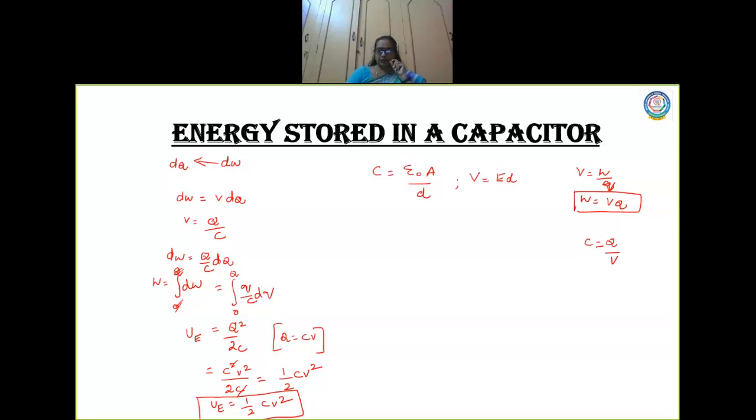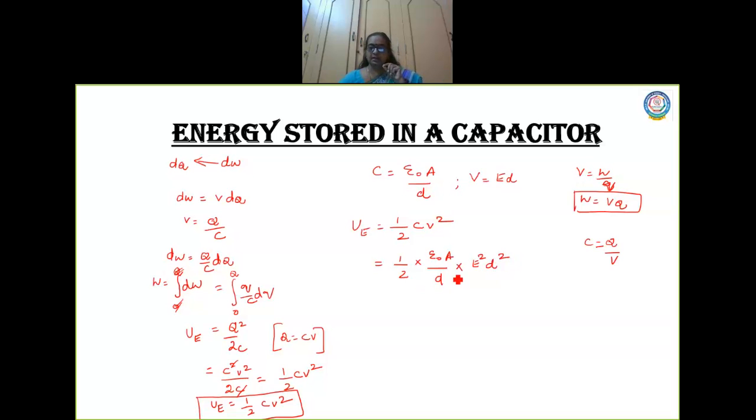Hope you are very familiar with this. Okay? Now I'm going to substitute this in this equation. So UE now will be, I'll write the formula first, half CV square, right? Now substitute half into, what is C? C is epsilon naught A by D into, what is V square? V square will be E square D square, right?